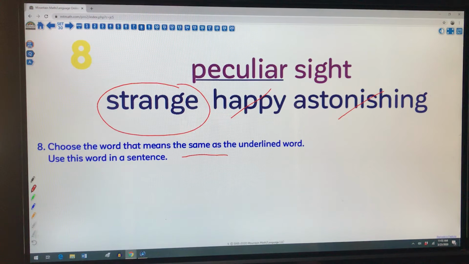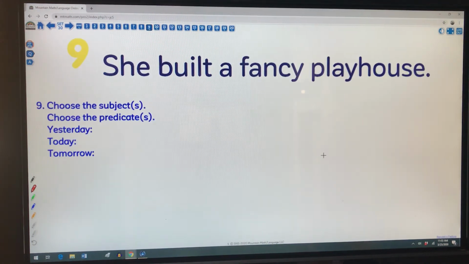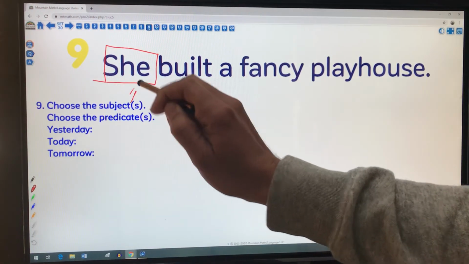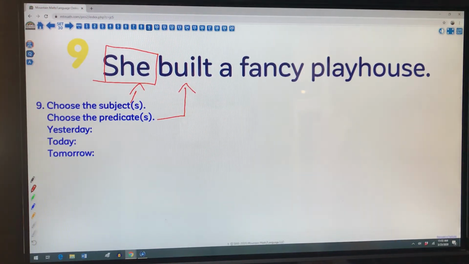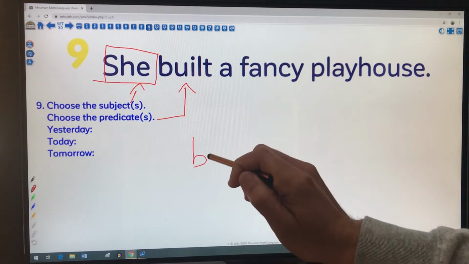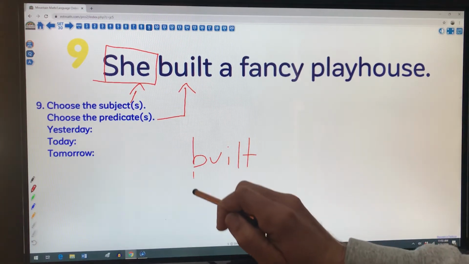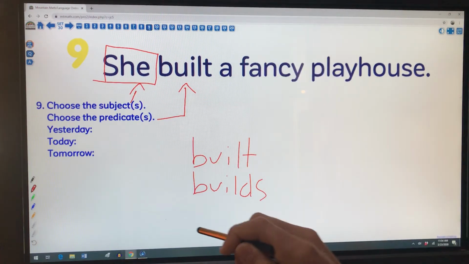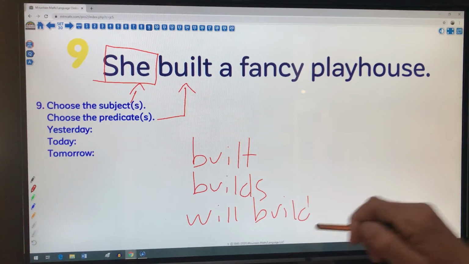Here comes number nine. She built a fancy playhouse. So subject, okay? So the subject, you know, is the she, that pronoun. Predicate, what is the she doing? She's building this fancy playhouse. Let's do this in the past. So yesterday, I'm still going to have she built a fancy playhouse. Today, she builds a fancy playhouse. And tomorrow, she will build a fancy playhouse.